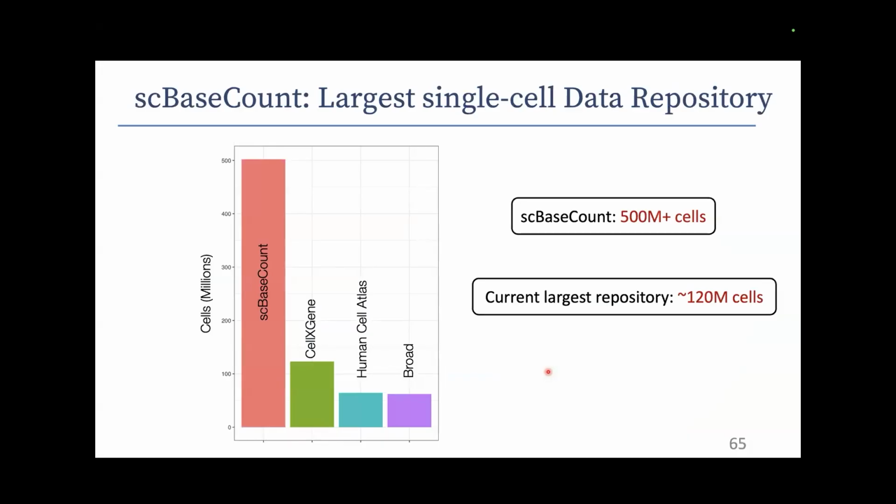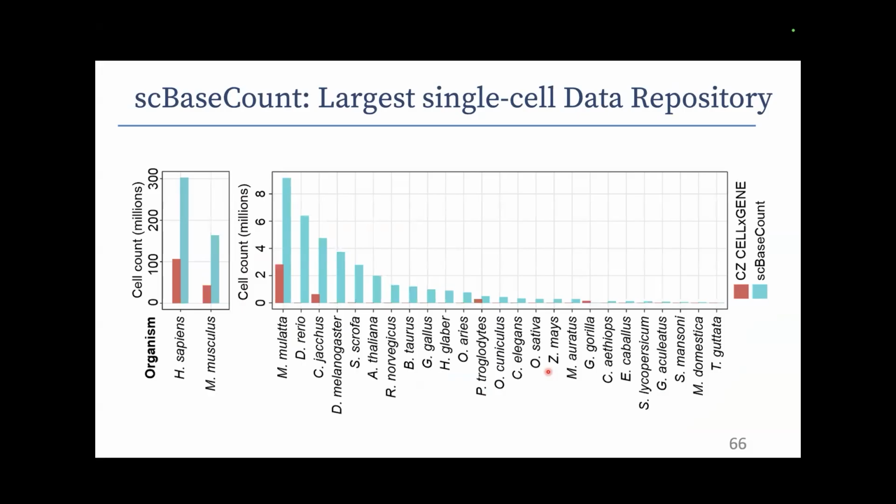To give a sense of scale, right now, scBaseCount is at over 500 million cells. So it's over 4 times as large as the largest single cell data repository, cell by gene. It's also the most diverse. We have over 27 different species, including both plant and animal species. The largest, of course, are human and mouse, where you can see we have about 300 million human cells and about 150 million mouse cells.